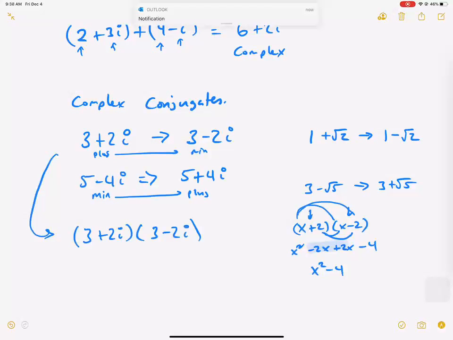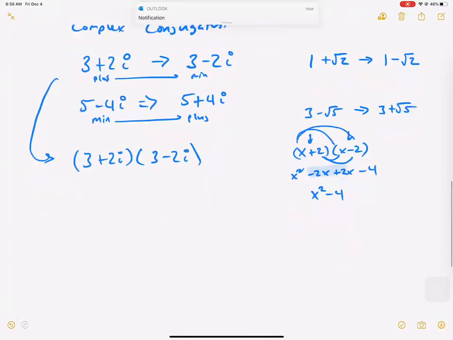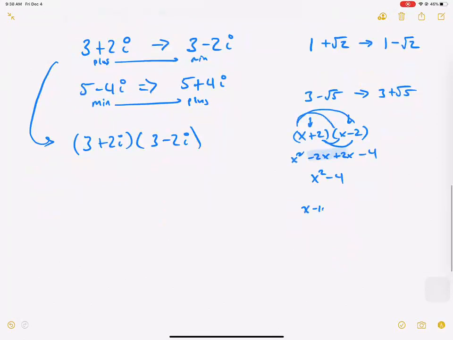Okay? Is this always going to be true? Let me give you another example real quick. X minus 10, x plus 10. Okay? Look at these. These are plus and minus. X squared plus 10x minus 10x minus 100. Take a look. The middle term always cancels out. So x squared minus 100. And this is a simple clue about why we're going to do this.